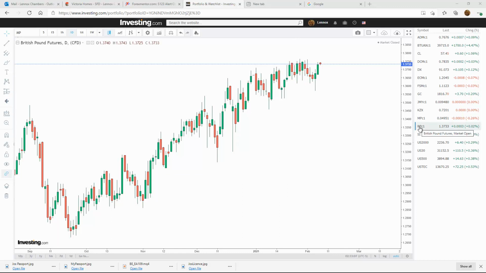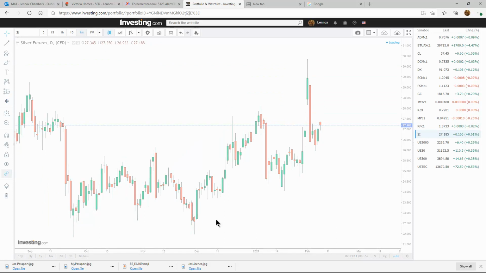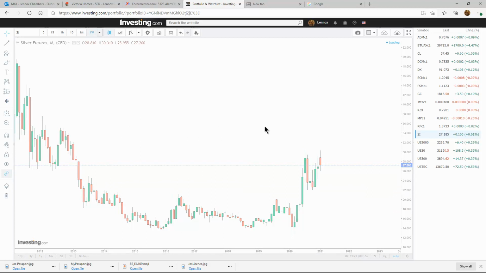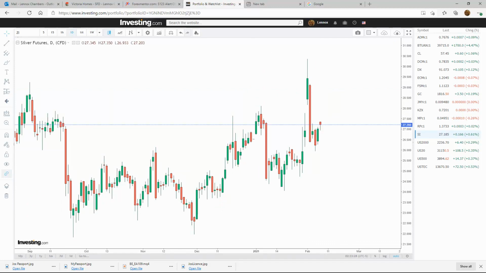Okay, let's take a look at silver. So silver in the last little bit has had quite the push. We had a pullback, and then in the last 4 months, we've had quite the move to the upside. On the weekly, very strong move to the upside. And so coming into this week, are we still going to push to the upside?